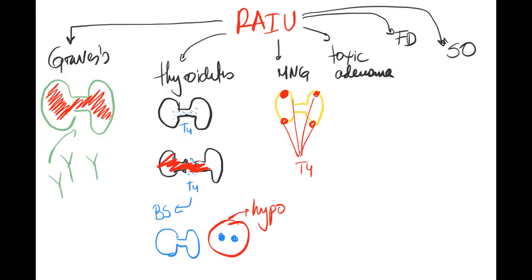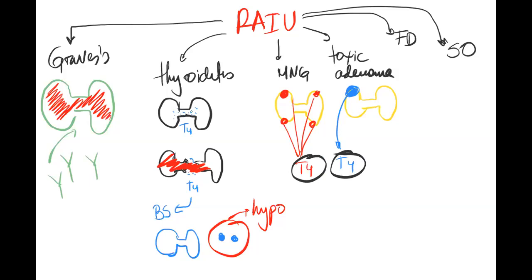But in toxic adenoma, the patient is going to get just one nodule, and that nodule is too big. But that nodule is going to produce T4 as well. Now, the excess of T4 is going to produce a hyperthyroidism.